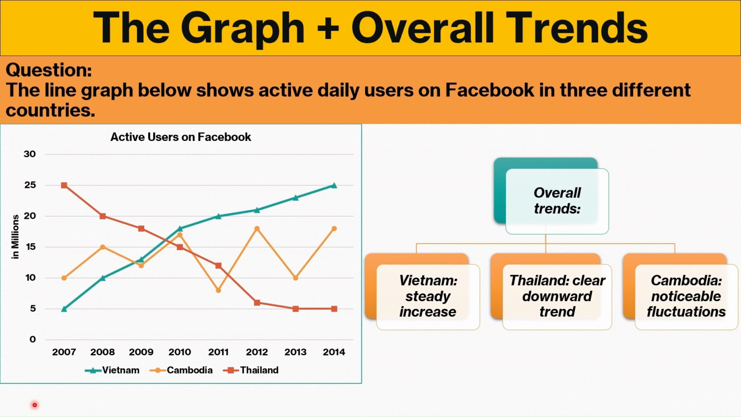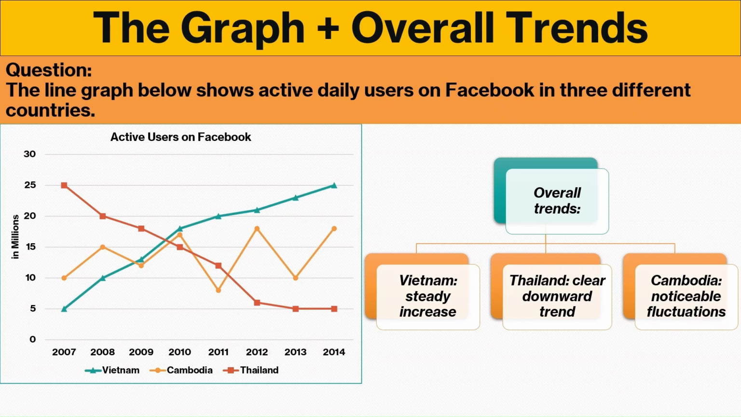Looking at the graph, we can see 3 very different patterns. Vietnam experiences a steady increase over the whole period. Thailand, by contrast, displays a clear downward trend. Cambodia, on the other hand, shows noticeable fluctuations throughout the period.